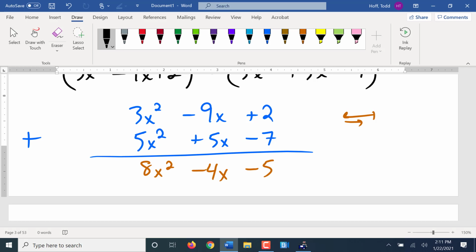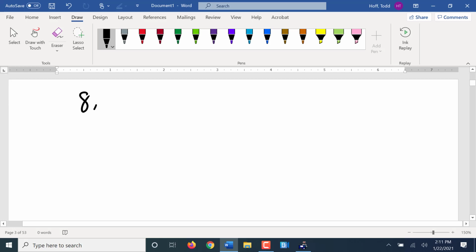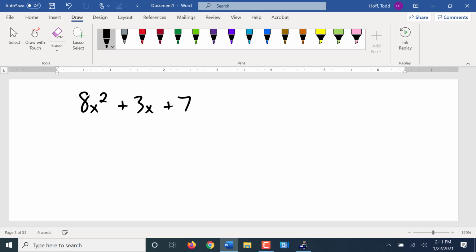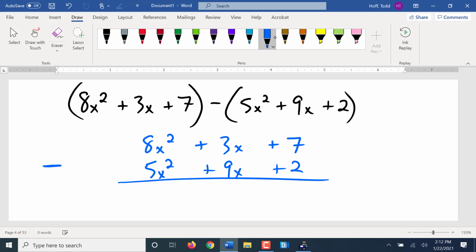Subtraction gets a little bit more complex, but it follows pretty much the same rules. We might have 8x squared plus 3x plus 7 minus 5x squared plus 9x plus 2. Again, we're going to rewrite them. 8x squared plus 3x plus 7. We're going to put the 5x squared under the 8x squared, the 9x under the 3x, and the 2 ones under the 7 ones. And then we're going to subtract.